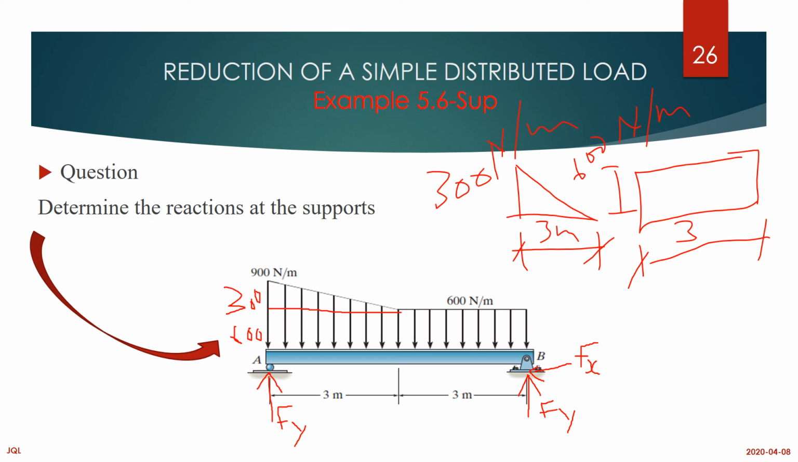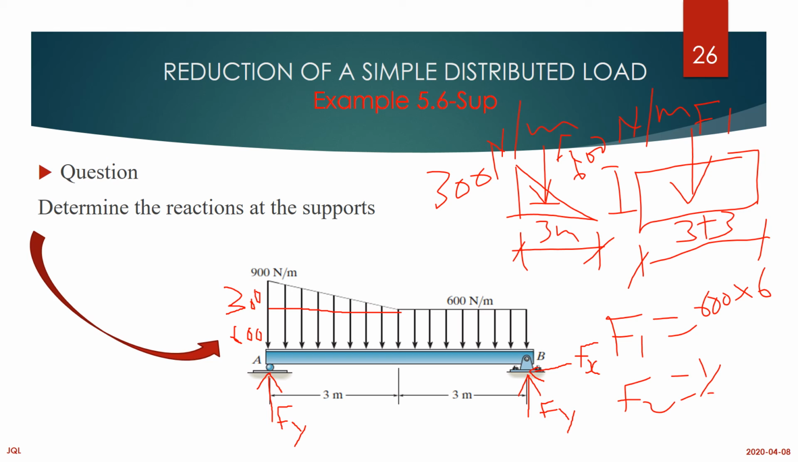We are going to have one force. Sorry, this is supposed to be 6. We are going to have a force here, F1, and another one here, F2. F1 will be equal to the 600 times 6, and F2 would be equal to half times 300 times 3.